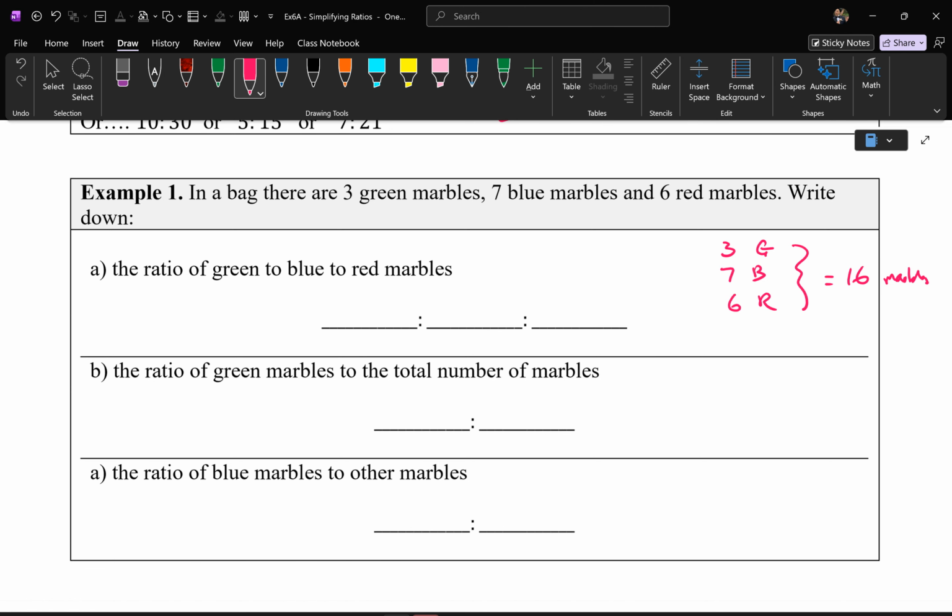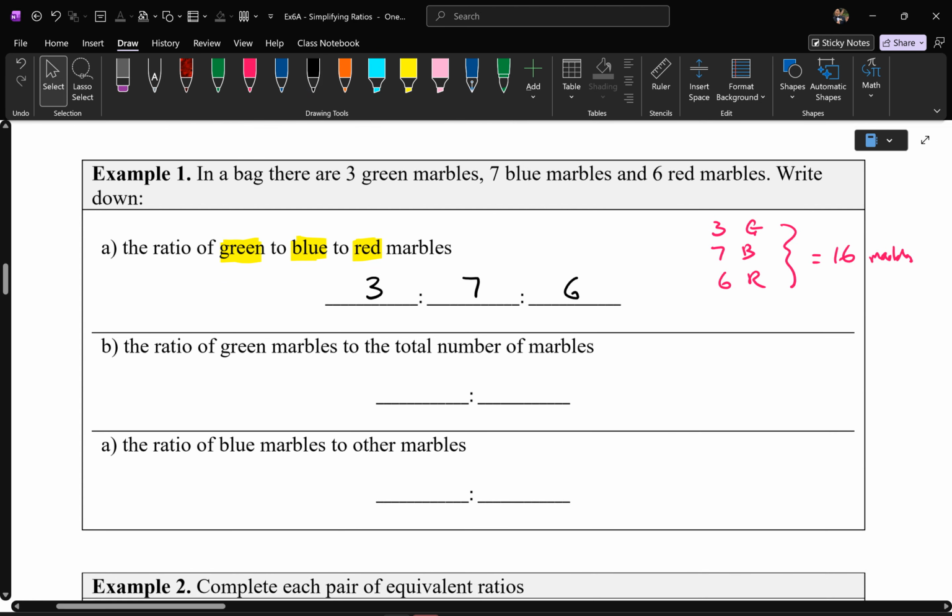If I had to write a ratio of green to blue to red, so notice the order, green to blue to red, you have to write it in that particular order. So how many greens do we have? 3, so it should be 3. To blue, how many blues? 7, and then how many reds? Then it has to be 3, 7, 6. If you wrote it as 3, 6, 7, it'll be wrong. So whatever the writing is, you have to follow the writing in its order. So that's the main difference with ratios. Okay?